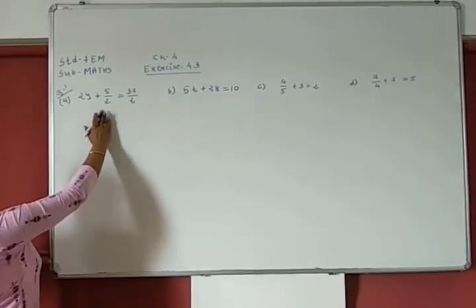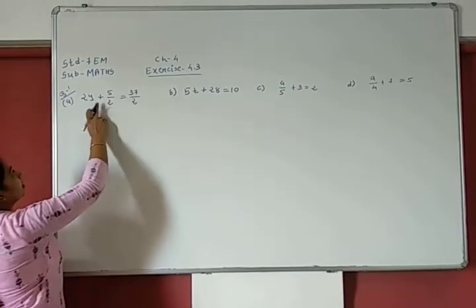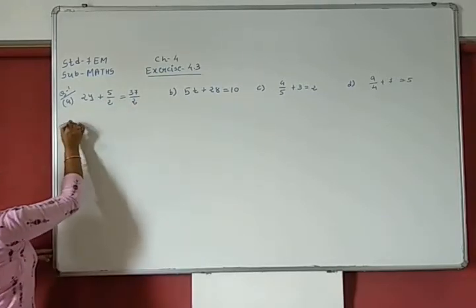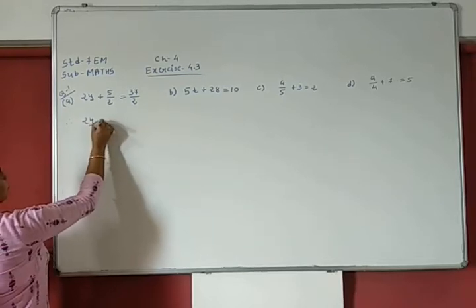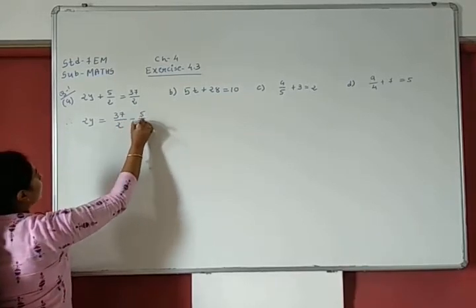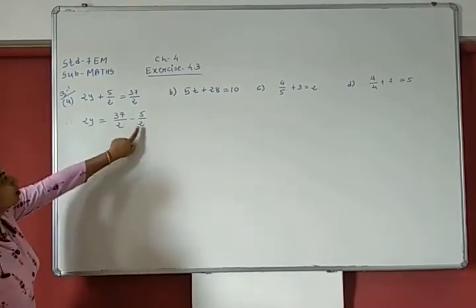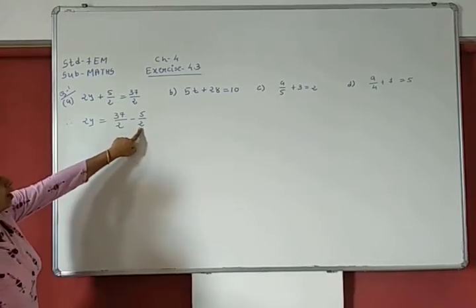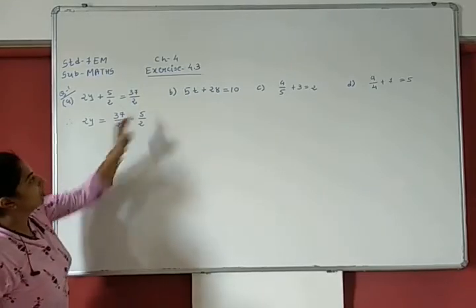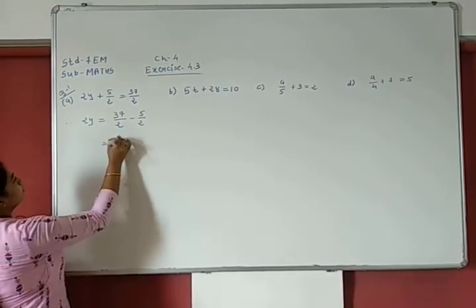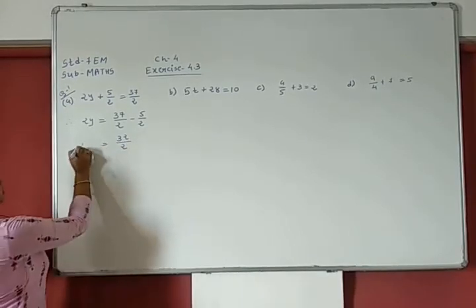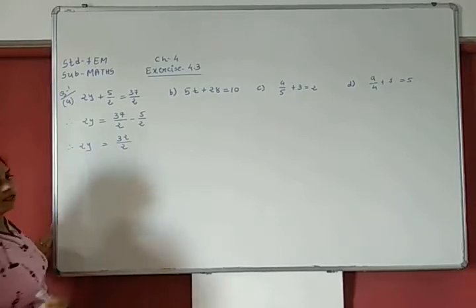So what will be our first step? This number which is connected with the plus sign will go to the right hand side. So what will be my next step? 37 by 2 minus 5 by 2. Now here the denominators are equal, that's why I can do the subtraction in the numerator. Clear? So 37 minus 5 is 32, and the denominator will be 2. So this is the value of 2y.